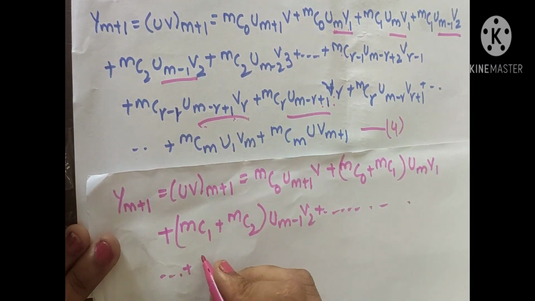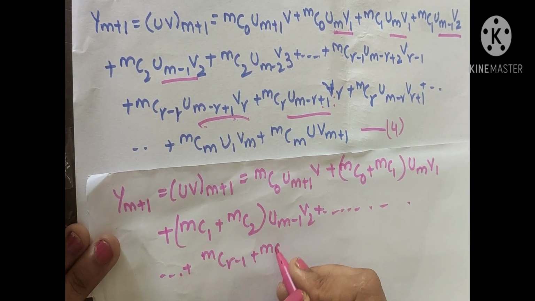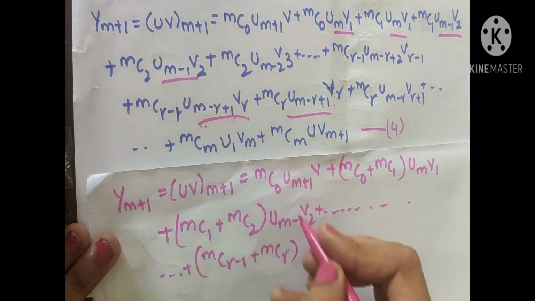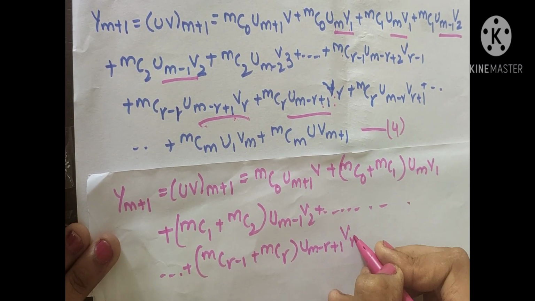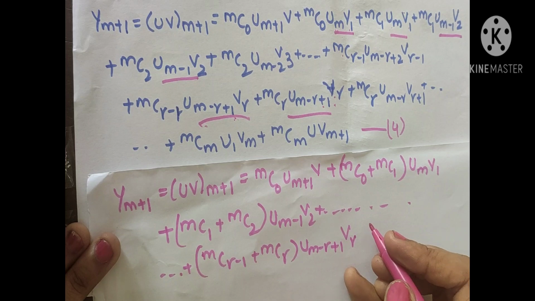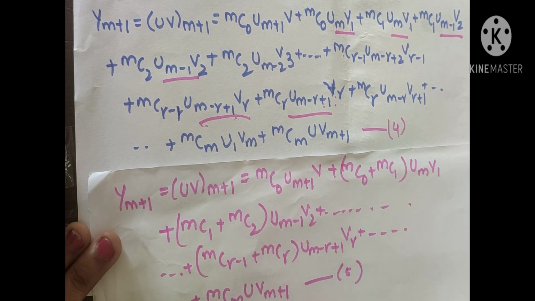So common (mC(r-1) plus mCr) times u^(m-r+1) vr, plus so on up to the last term, keeping the last term as it is, mCm u v^(m+1). Consider this as equation 5.